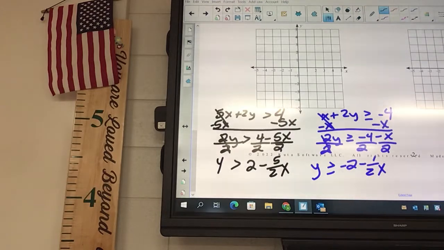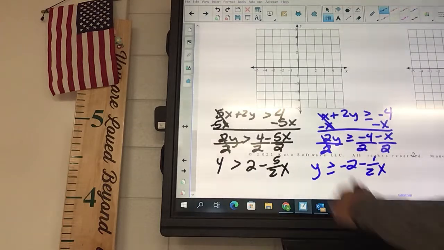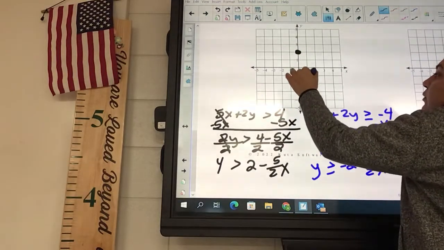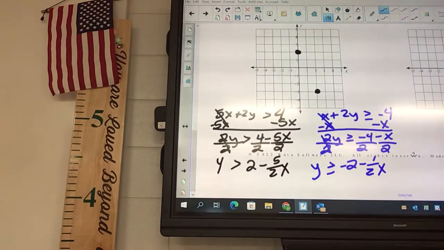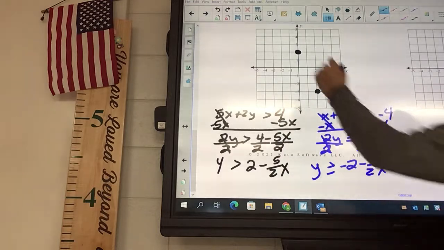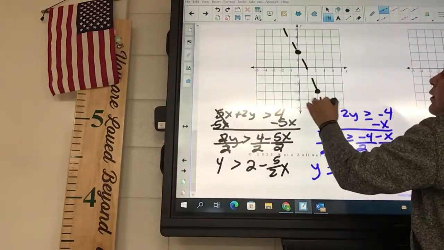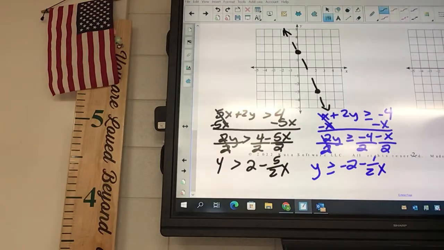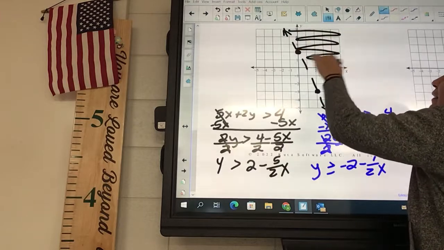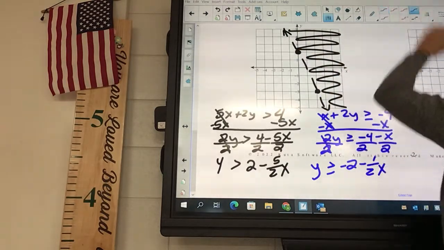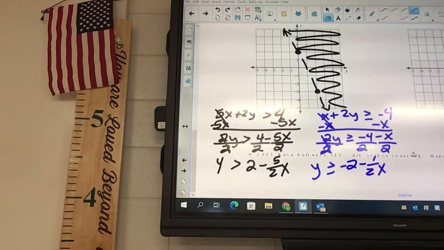Black line, where does it start? Starts at 2. What is the slope? Negative 5 over 2. So we're going to go 1, 2, 3, 4, 5 over 2. Solid or dotted? Dotted. Okay, and it says y is what? Alex, are you having an off day? No, I only changed my sign on one of my fractions. Oh, okay.